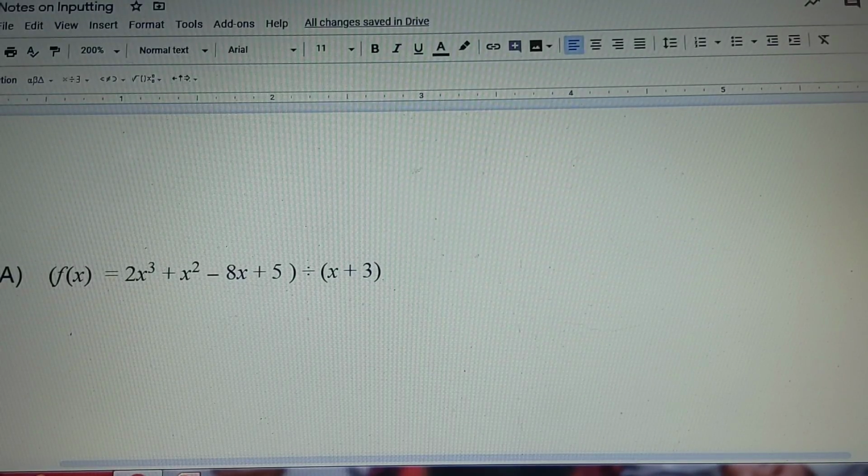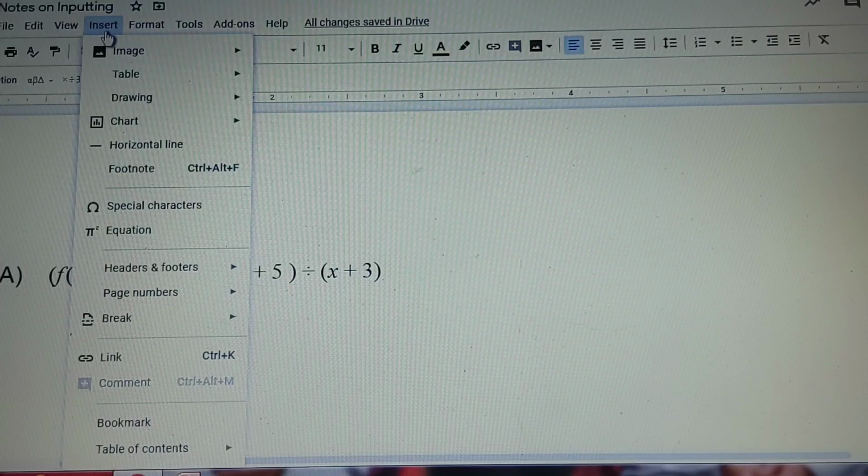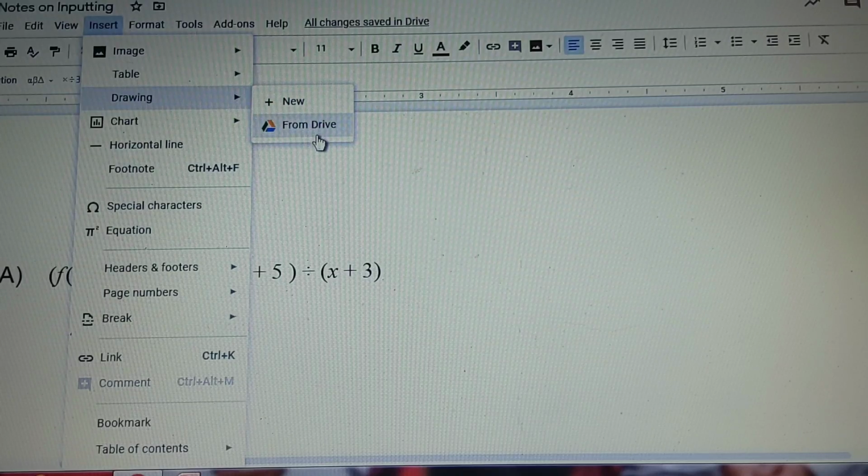Okay. And wherever you want this drawing to show up is where you're going to move your cursor. So I want my drawing to show up here. Okay. Now go up to your menu bar where it says Insert. This time you're going to click Drawing. It gives you the option either New or From Drive. Click on New.